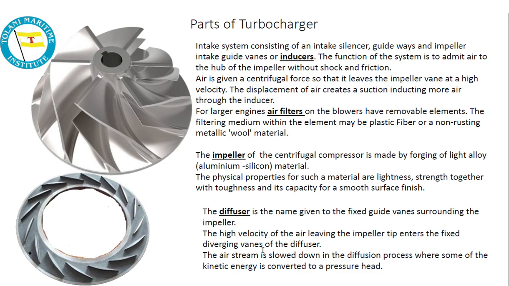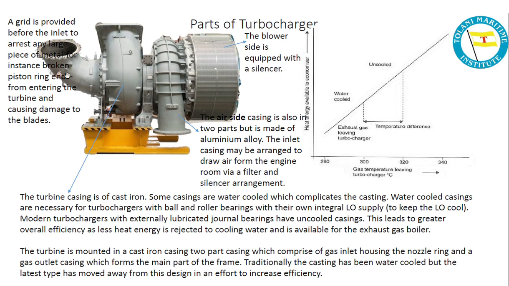The high velocity of air leaving the impeller tip enters the fixed diverging vane of the diffuser. The air stream is slowed down in the diffusion process, where some of the kinetic energy is converted to a pressure head. When we talk about these parts of the turbocharger, the blower side, this is the whole diagram of a turbocharger. You see the blower side is equipped with a silencer.